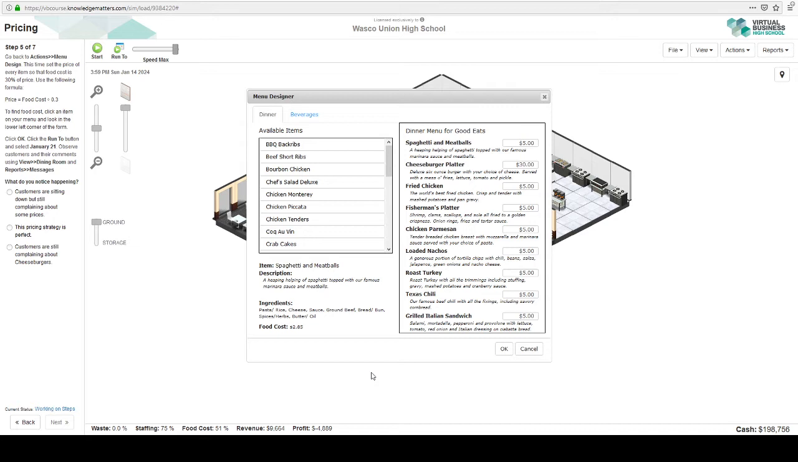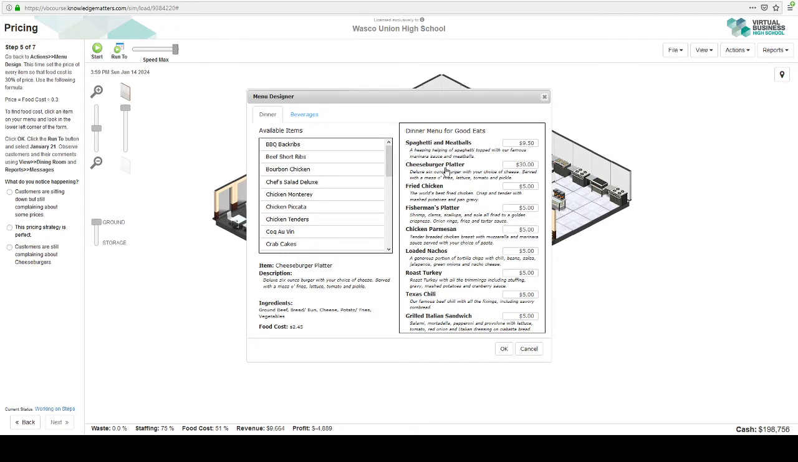So, $2.85, pull out your handy calculator here. We're going to divide that by 0.3, which is 30%. That's $9.50. We should be charging at least $9.50 for the spaghetti and meatballs. Now keep in mind, sometimes customers are willing to pay more than 30%, so we can mark it up as high as they're willing to pay, and sometimes they're not even willing to pay 30%, like the fisherman's platter. I'll show you what that turns out to be.